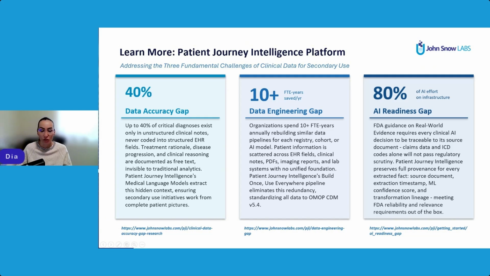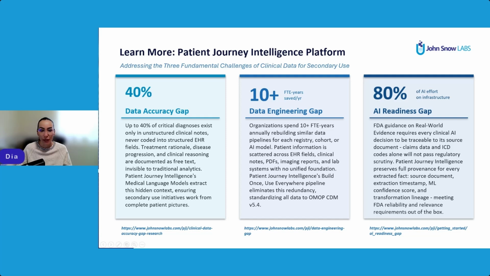The second is the data engineering gap. Organizations spend over 10 full-time engineering years every year rebuilding similar data pipelines for each new registry or cohort or AI model. Our build once, use everywhere pipeline eliminates this by standardizing all data to an OMOP one shared foundation for all downstream applications. The third is the AI readiness gap.